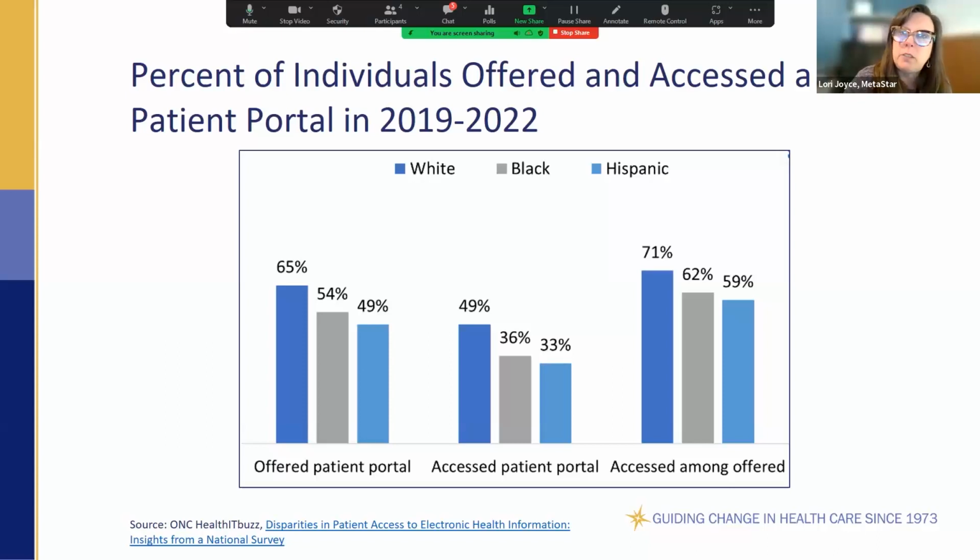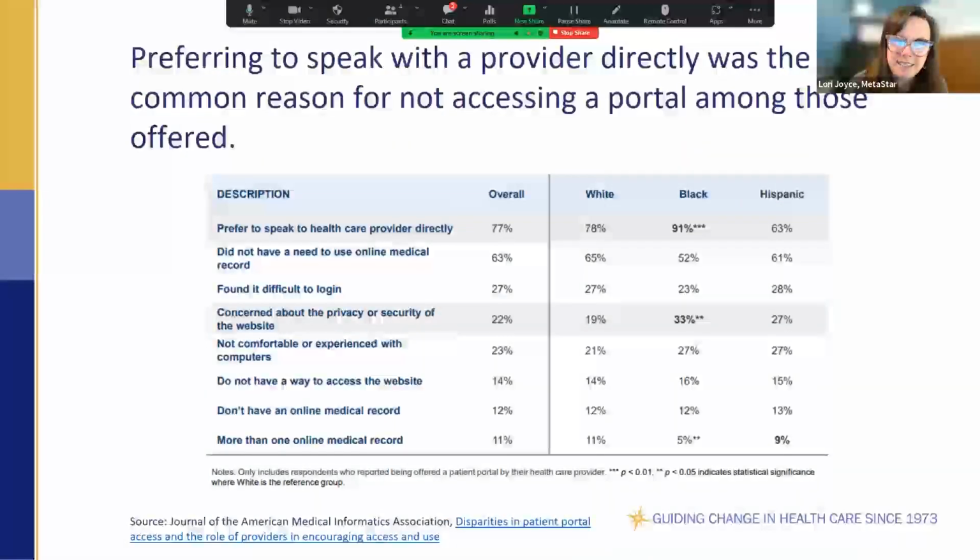Interestingly, the number one reason for not using the portal across the board was a preference to speak with a healthcare provider directly, which I think speaks to the importance of being able to message their providers or care teams directly through the portal. That may be something really important to focus on so that they're not waiting for that call back from the clinic. And the other reasons are listed here as well.